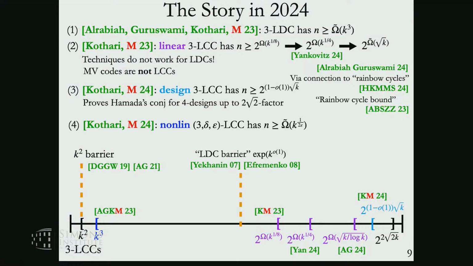And in the same paper, Pravesh and I prove a much better lower bound for nonlinear codes. It's k to the 1 over 2 epsilon, where epsilon is this decoding error parameter. So in particular, if epsilon is like a small constant, like 1 over 100, we're far surpassing this cubic bound. And as epsilon goes to 0, we can get this all the way up to something super polynomial.